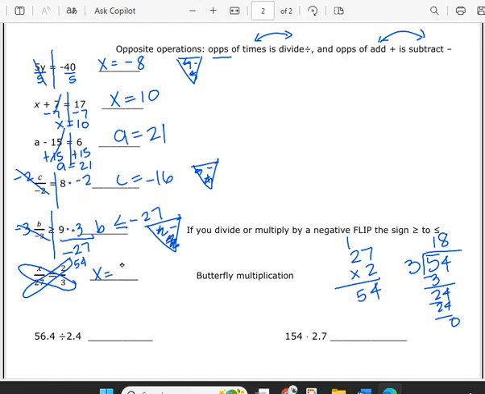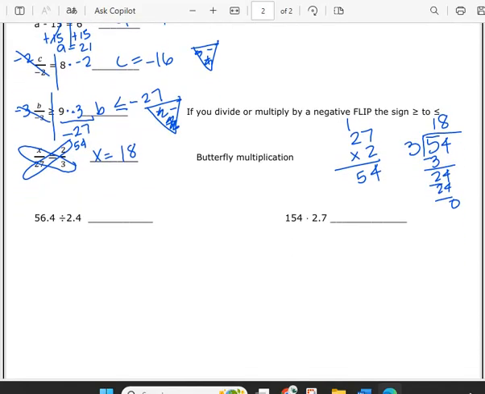X is equal to 18. You can multiply again, so make sure that you got it right. If I multiply 18 times 3, 24, carry 2, and yes, we get the same thing. Okay, and the last two, please, the ones that are using the calculator, don't be calling out answers, okay?